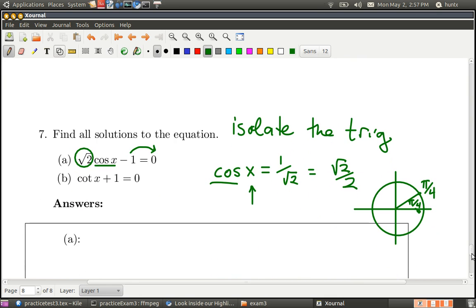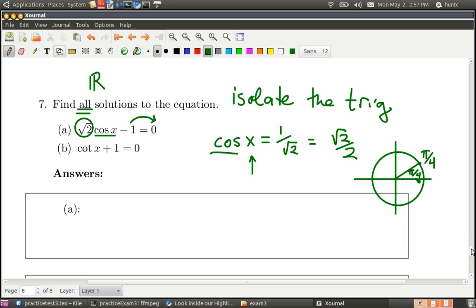But this says find all solutions. So by all solutions they mean all the solutions that occur in the whole set of real numbers. Okay, and so that's not as scary as it sounds, because cosine is a periodic function.